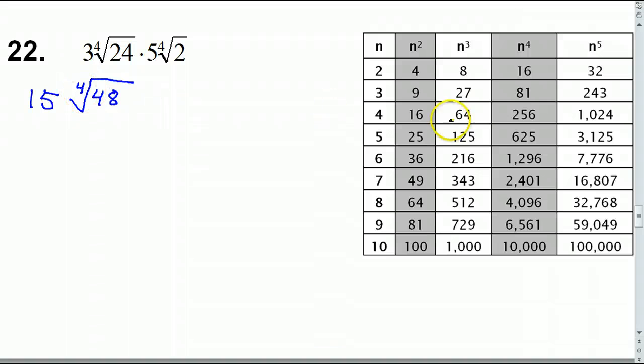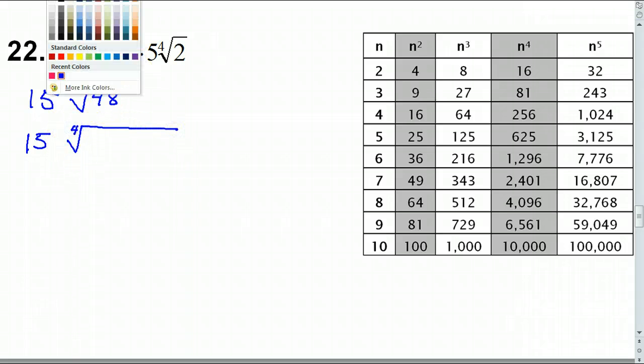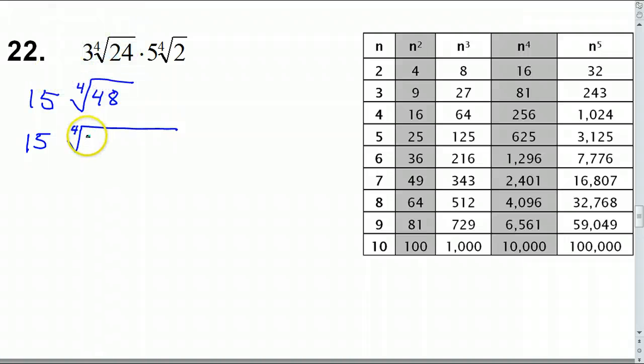Okay, so because it's a fourth root, we will be looking at the fourth power column. Notice there is no 48 in the fourth power column. So we're going to have to break this up as something times something. Now 16 is the only thing that has a shot. Excuse me. 16 does divide evenly into 48. Specifically, 48 is 3 times 16. So I can rewrite 48 as 16, that's on the list, times 3.